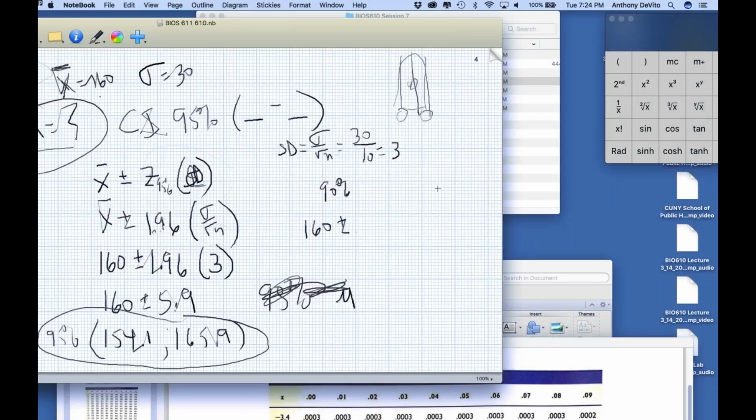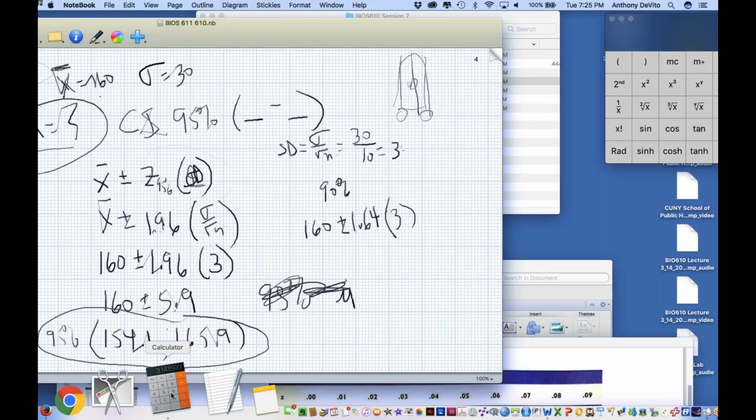So the number of standard deviations above and below that I need to go for a 90% confidence interval is 1.64, times my standard error again, which is 3, right? Sigma over the square root of the sample size. It would have been an even smaller number for a bigger sample, right? So what is that going to be? Let's calculate that.